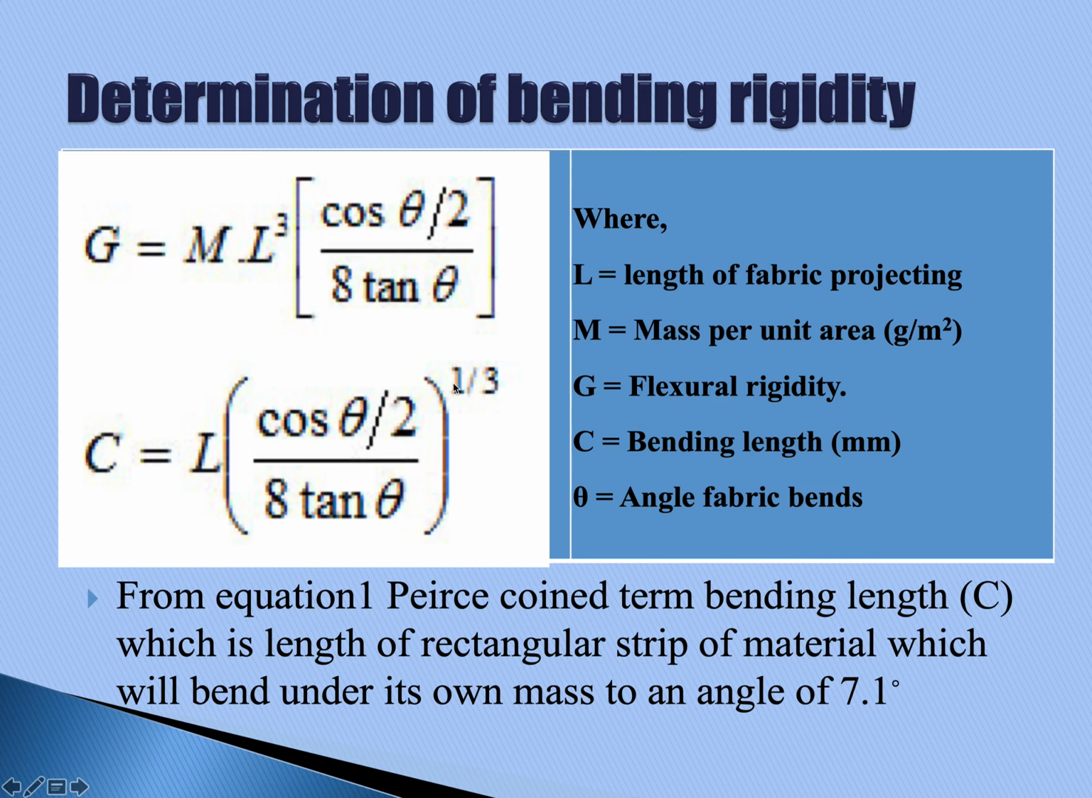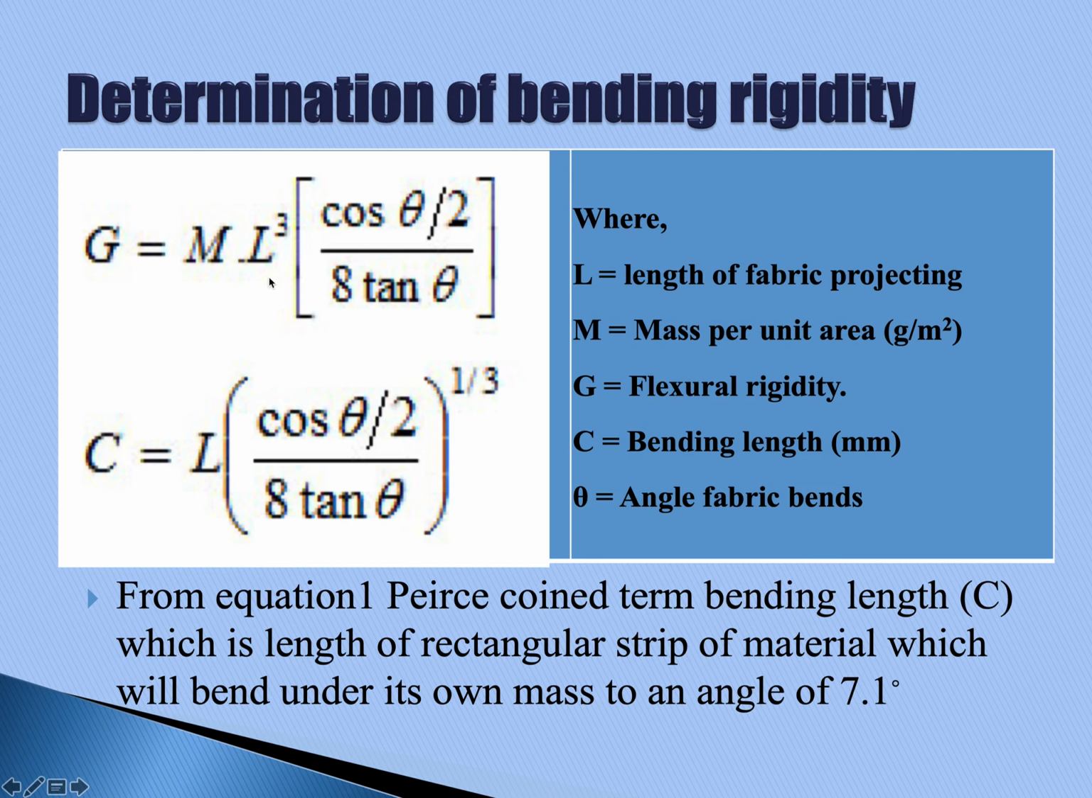So the bending rigidity depends on the fabric mass per unit area or the fabric weight, which is M here, and L is representing the length of the projected fabric or the overhanging length. And using this equation, the bending length can be determined for any type of textile material that we wish to.